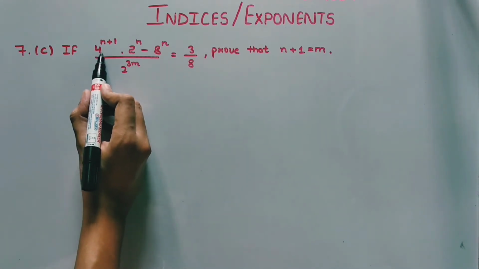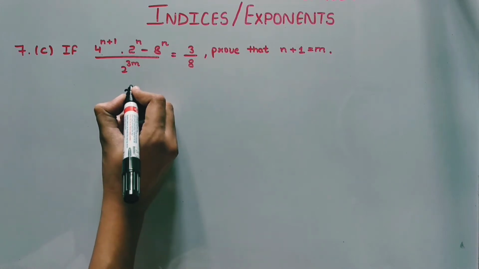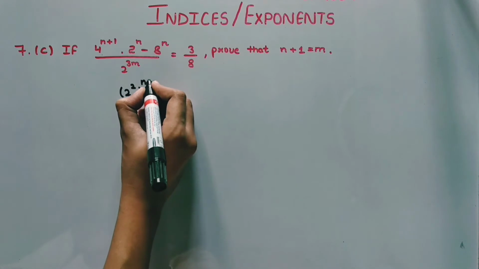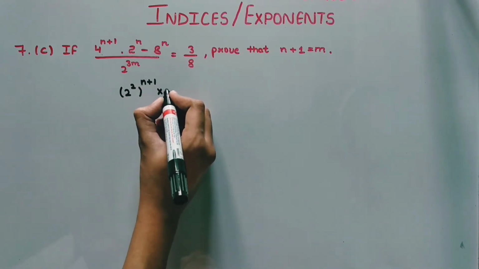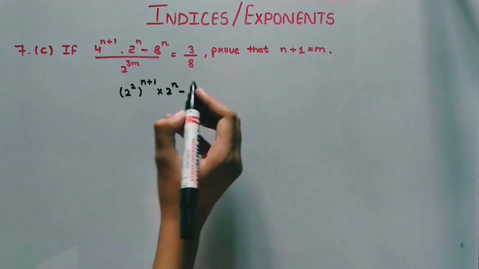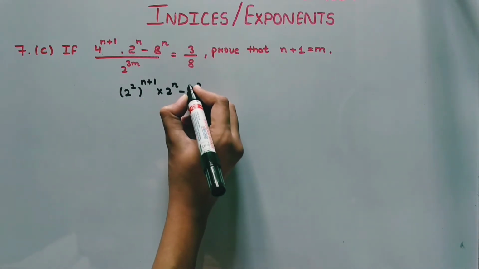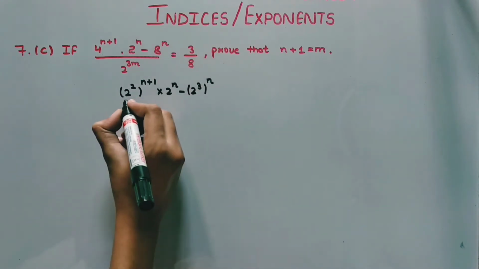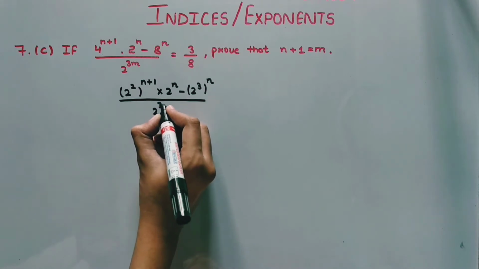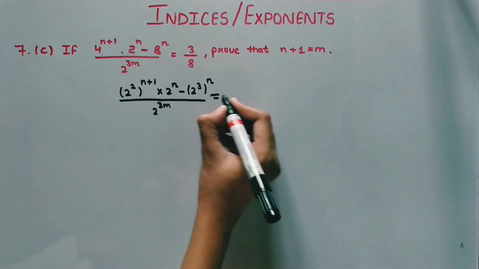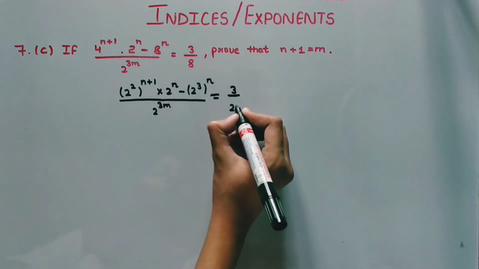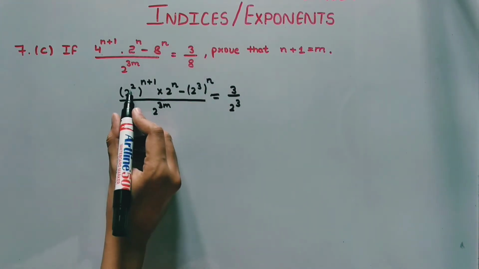We know 4 can be written as 2 raised to power 2 whole power n plus 1, multiplied by 2 raised to power n, minus 8 can be written as 2 raised to power 3 whole power n, divided by 2 raised to power 3m, that is equal to 3 divided by 8, which can again be written as 2 raised to power 3. Now we will solve this.